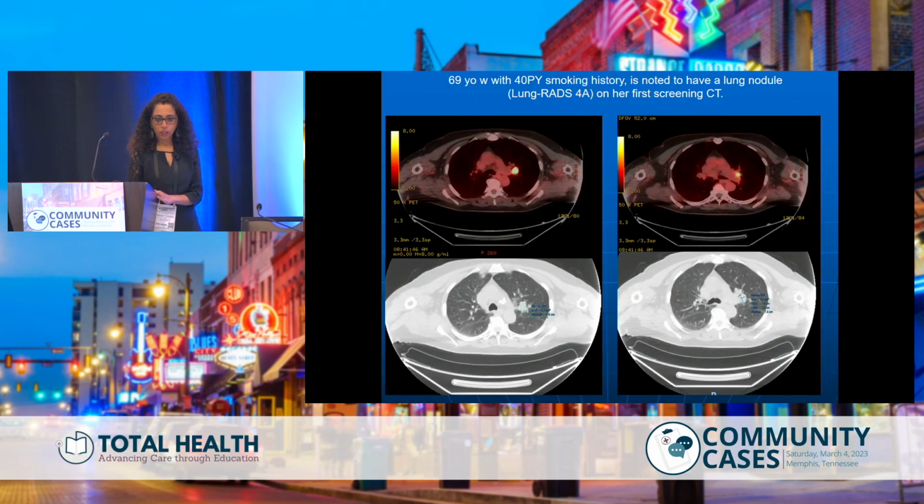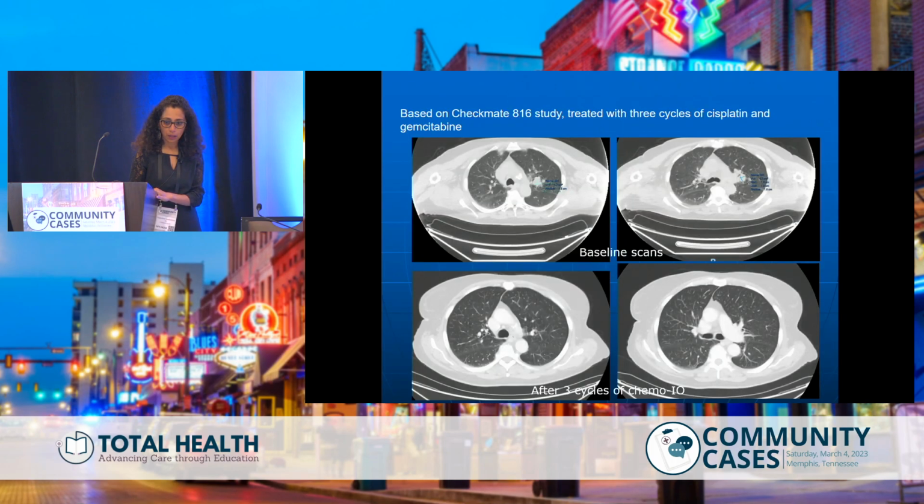Now, another patient here, a 69-year-old lady with a 40-pack-year smoking history. She underwent her first screening CAT scan and was unfortunately diagnosed with a Lung-RADS 4A, which is highly suspicious lung nodule. PET scan, as you can see, quite telling. And you can see the measurements of the lesions here. There was no clinical trial available at that time when she presented.